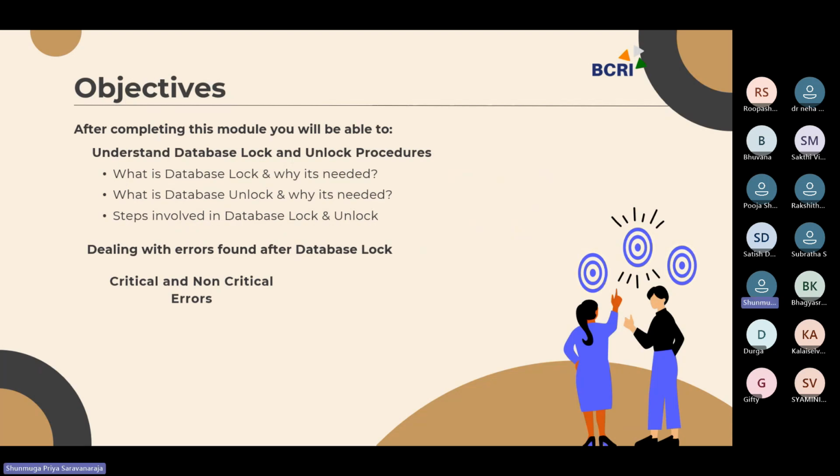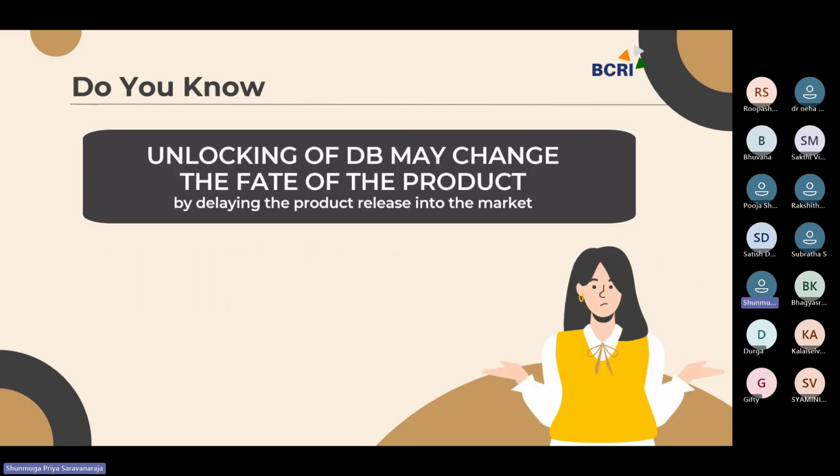So my objectives after completing this module: I should be able to understand what database lock and unlock procedures are, why they are needed, and what steps are involved in database lock and unlock. Also, dealing with the errors found after database lock, and what the critical and non-critical errors are. So these are the things that we want to learn while I complete this session.